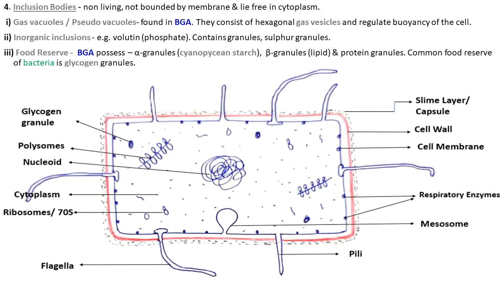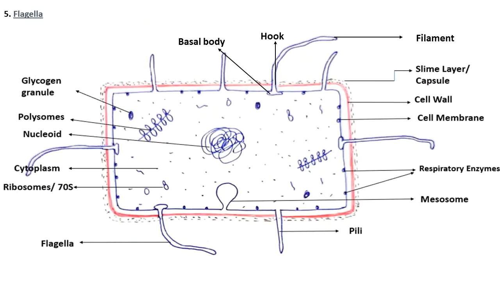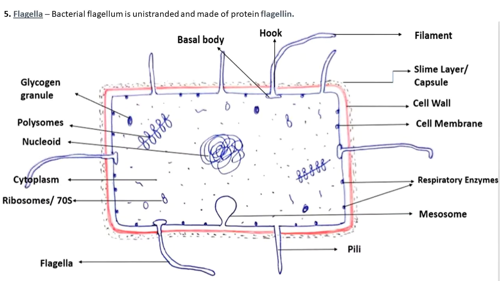Next is about the typical bacterial cell, which may be motile or non-motile. If they are motile, they have a filamentous extension. That filamentous extension of the bacteria coming out from the cell wall is called flagella, which is made up of the protein flagellin.